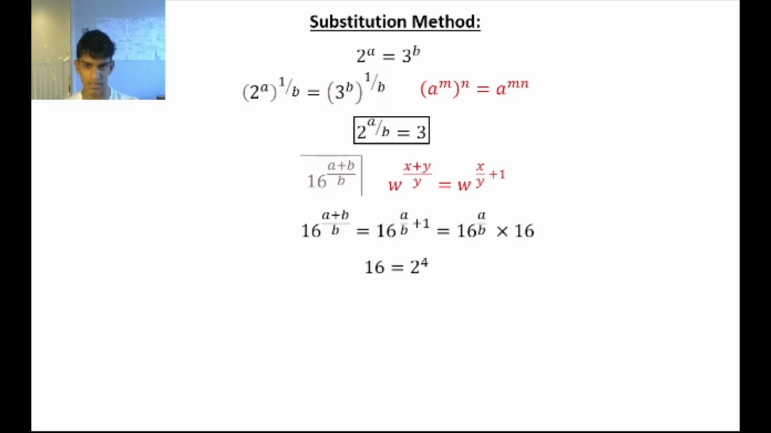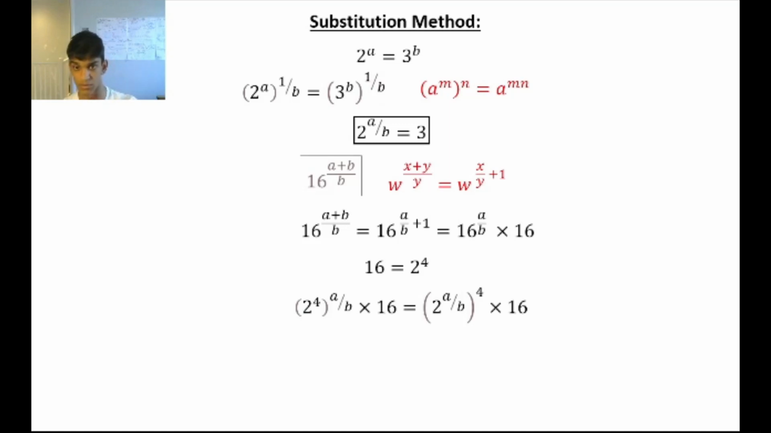But we also know that 16 is equal to 2 to the power of 4, so how can this be useful? I think it can be useful for the 16 to the power of a over b, so we can try and get a 2 to the power of a over b, and that is equal to 3, as we found out earlier. So if we replace 16 with 2 to the power of 4, we get 2 to the power of 4, to the power of a over b, but because indice multiplication is commutative, we can simply swap them around, and we have a 2 to the power of a over b.